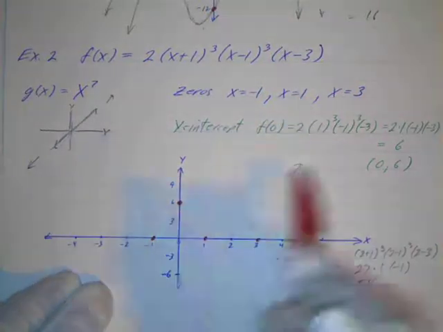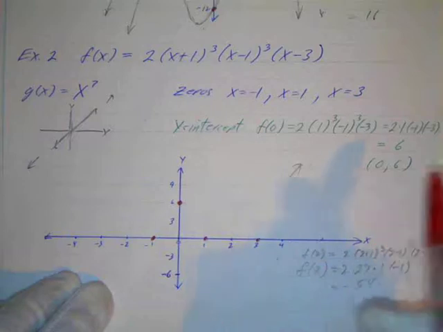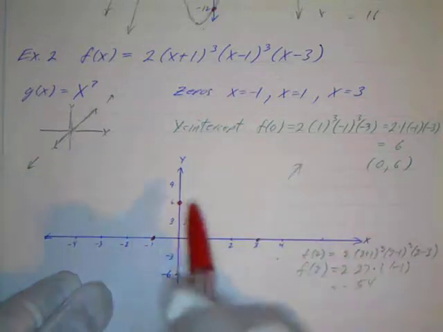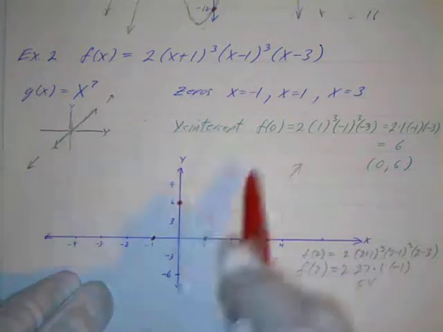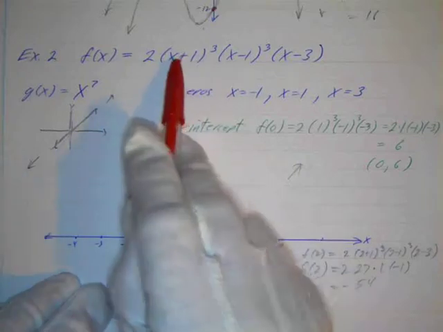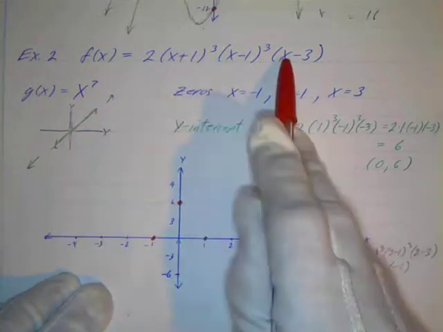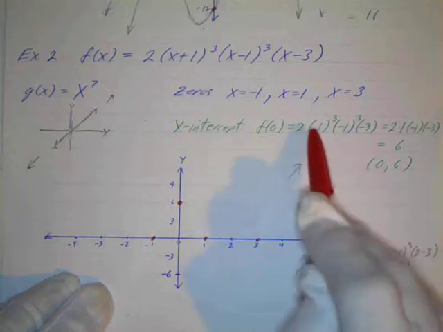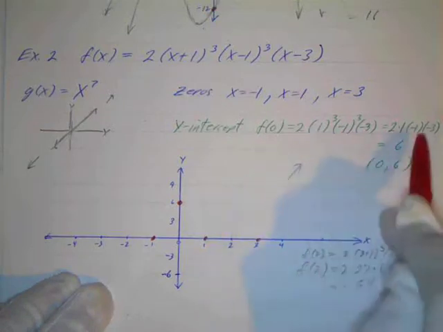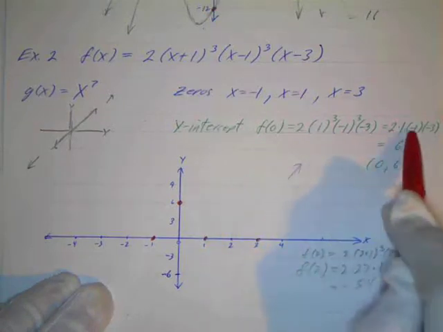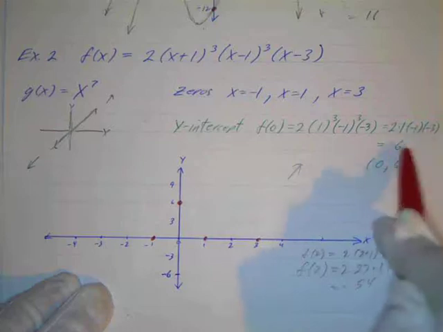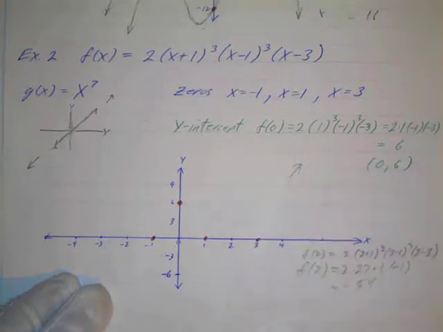Now the y-intercept is when we put 0 in for x, f of 0, because when x is 0, it's going to be on the y-axis. So if we do that, we have 0 plus 1 is 1, so 1 cubed, -1 cubed, and 0 minus 3 is -3. 1 cubed is 1, -1 cubed is -1, so we've got 2 times -1 times -3, that's going to be positive 6. So there's my intercept, so I mark that in.